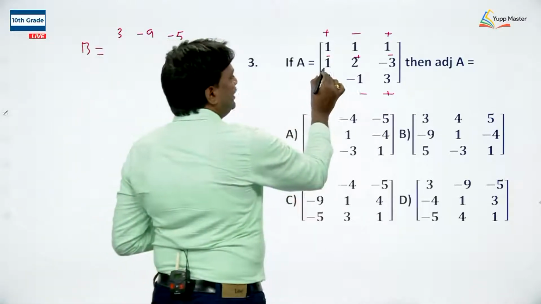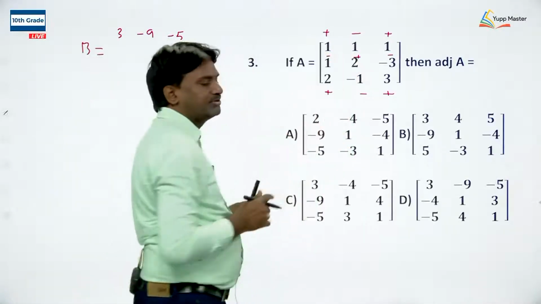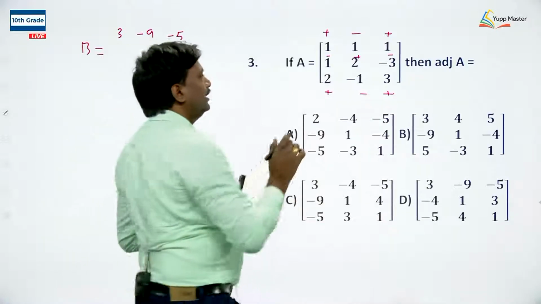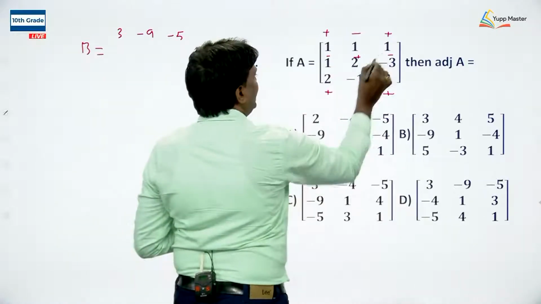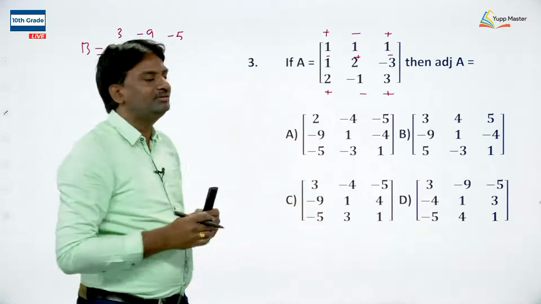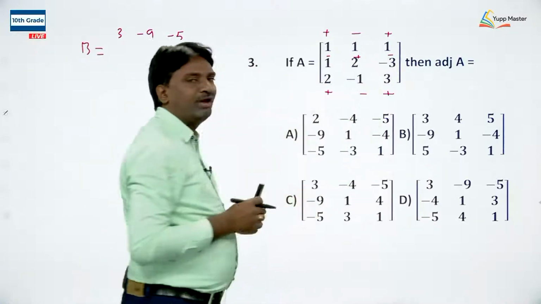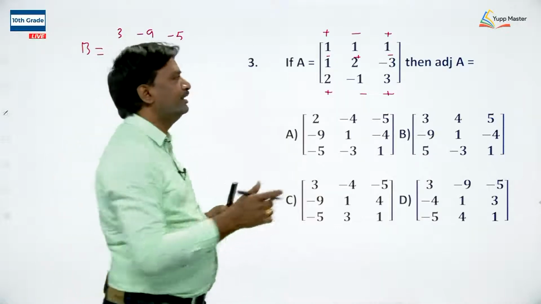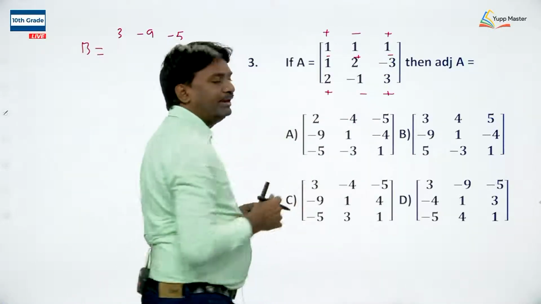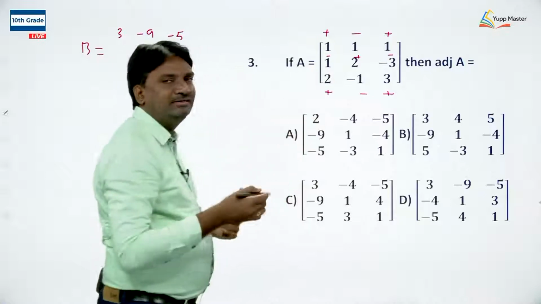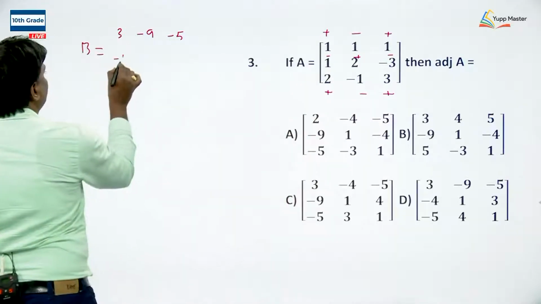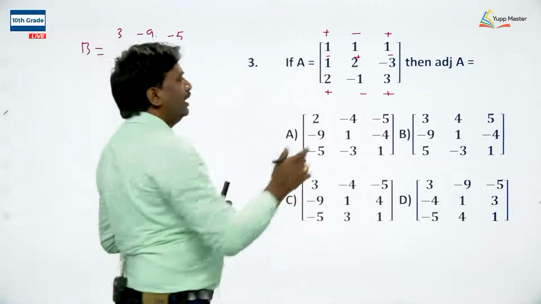Let's take the element 1. Eliminate the second row and first column, the row and column containing 1. The remaining elements are 1 1, minus 1 3. 1 into 3, 3, minus 1 into minus 1, minus of minus plus 1. 3 plus 1 is 4, but here the sign is minus, so that is minus 4.